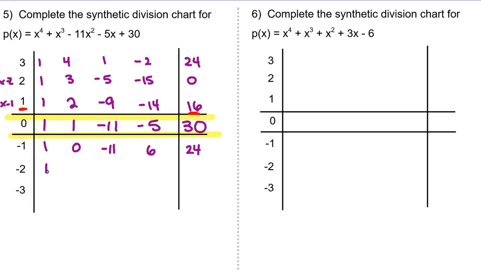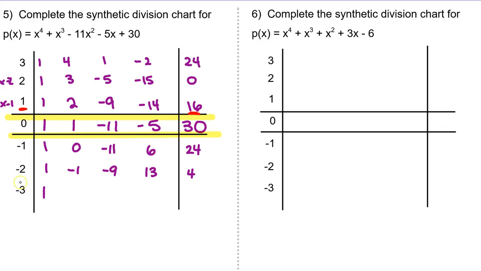Two more times. Bring down the 1. 1 times -2 is -2, plus the next number in the 0 row gives us -1. -1 times -2 is 2, plus the next number in the 0 row is -9. -9 times -2 is 18, plus the next number in the 0 row is 13. 13 times -2 is -26, plus the next number in the 0 row gives you 4.